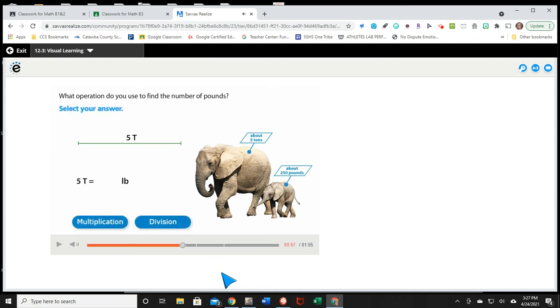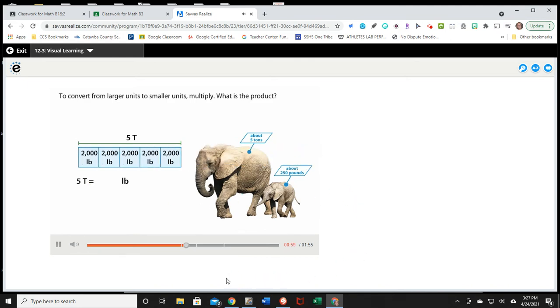Select your answer. All right, so we are going from tons to pounds. So we're going larger to smaller. So we're going to use multiplication. To convert from larger units to smaller units, multiply. What is the product? All right, so I see 2,000 pounds 5 times. I'm going to go with 10,000 pounds. The adult elephant weighs 10,000 pounds.